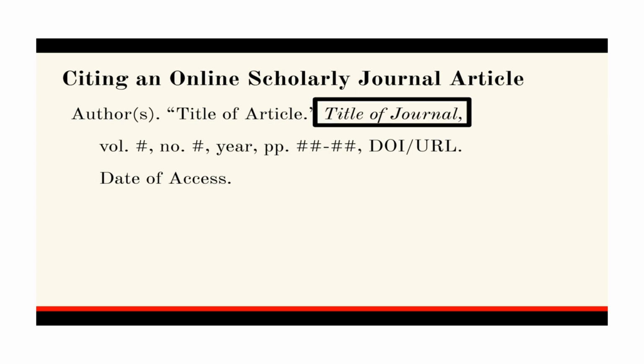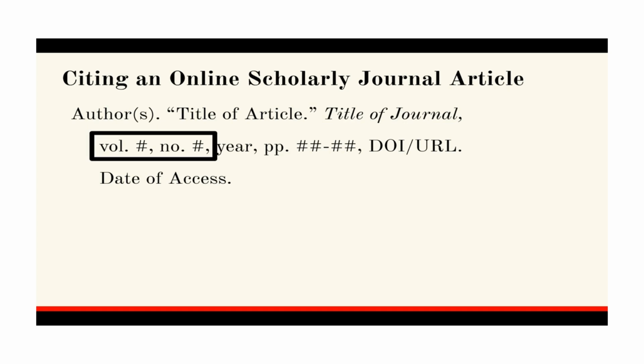Next appears the title of the journal or publication in italics, also in title case, and this is followed by a comma. The next pieces of information are the volume and issue numbers. For volume information, precede the volume number with the abbreviated lowercase "vol.", and then the number itself, followed by a comma. The issue number is preceded by the abbreviation "no.", the number, and a comma as well.